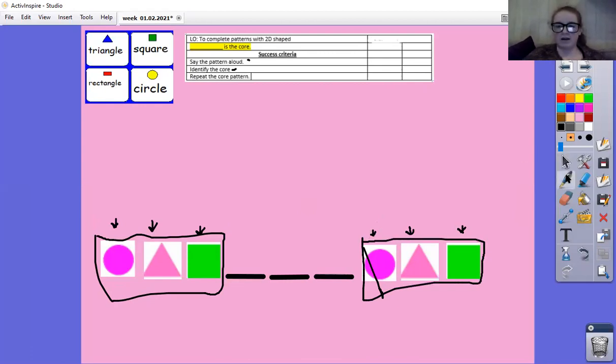Fantastic. And now I want to fill in my missing section. So what's the first part of my core? Well, either of these two could be the core, they're just repeated. So the first part is the pink circle. Fantastic. What is after the pink circle? It is a pink triangle. What is after the pink triangle? It is green square. Fantastic. So I've completed my pattern, even though the space was missing for the repeated core in the middle.